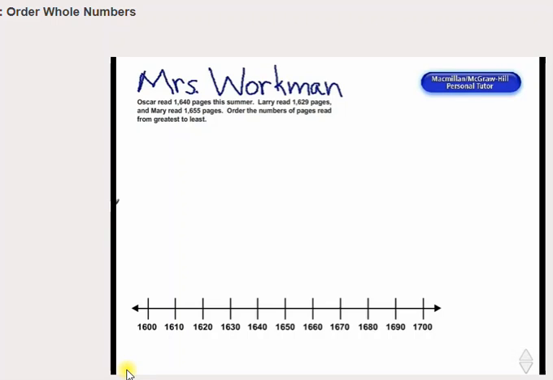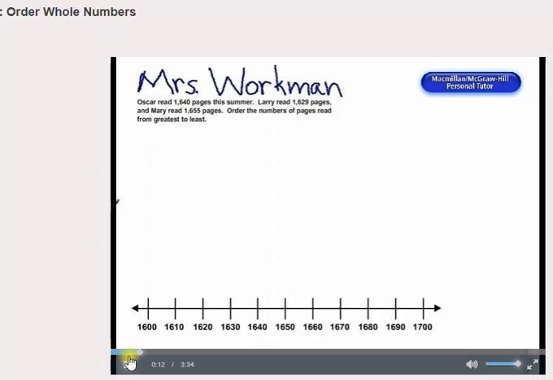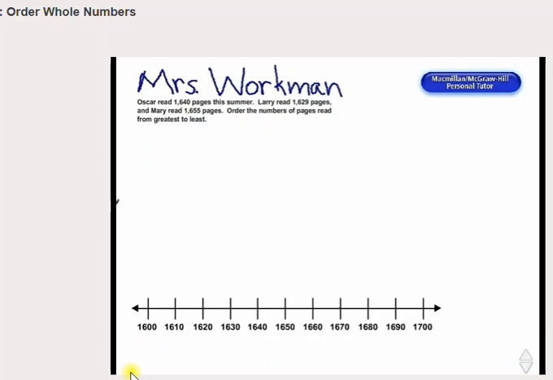Oscar read 1,640 pages this summer. Larry read 1,629 pages, and Mary read 1,655 pages. Order the number of pages read from greatest to least.